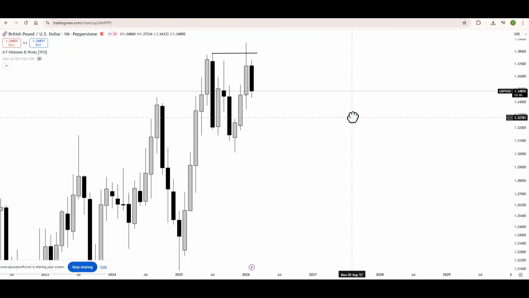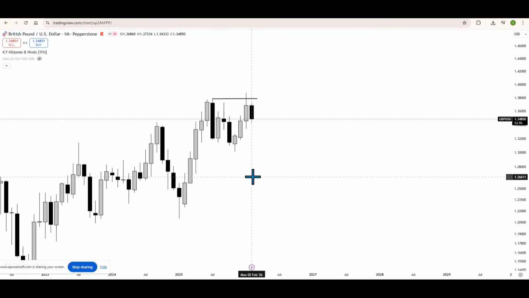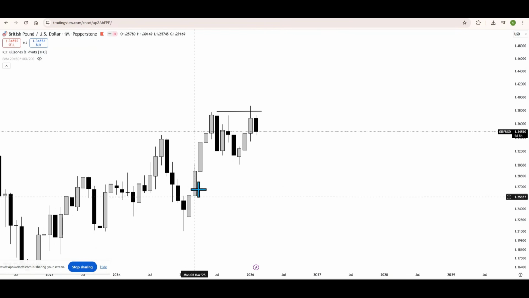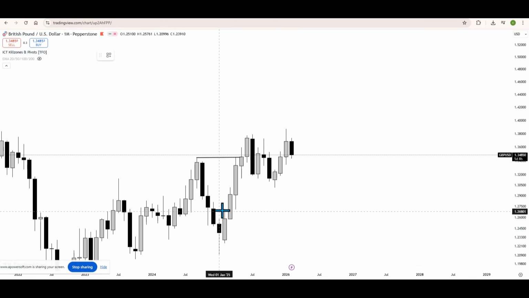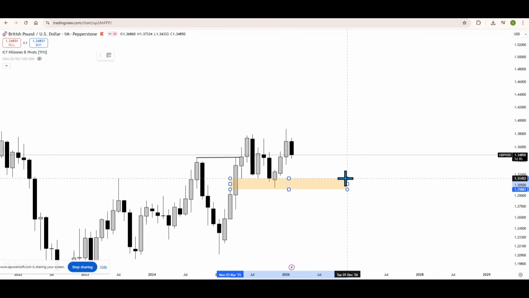So let us look at GBPUSD, starting with the monthly time frame. If you look at GBPUSD, clearly you can see it had this high, the market made a higher high. Then at that point, the market gave us a retracement to this low here.